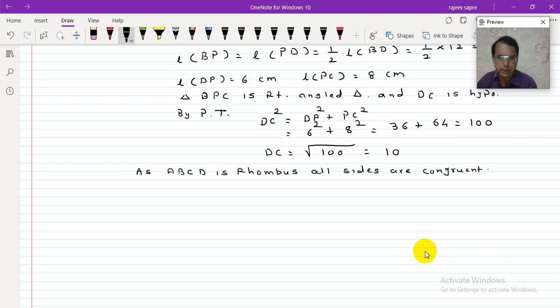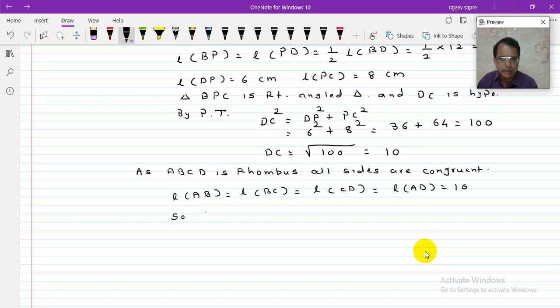All sides are congruent. That is length of AB is same as length of BC, is same as length of CD, is same as length of AD. AB, BC, CD and AD. Length of AD, and so it is equal to 10. And what is the perimeter? That is also asked. Perimeter is sum of the lengths of the sides.